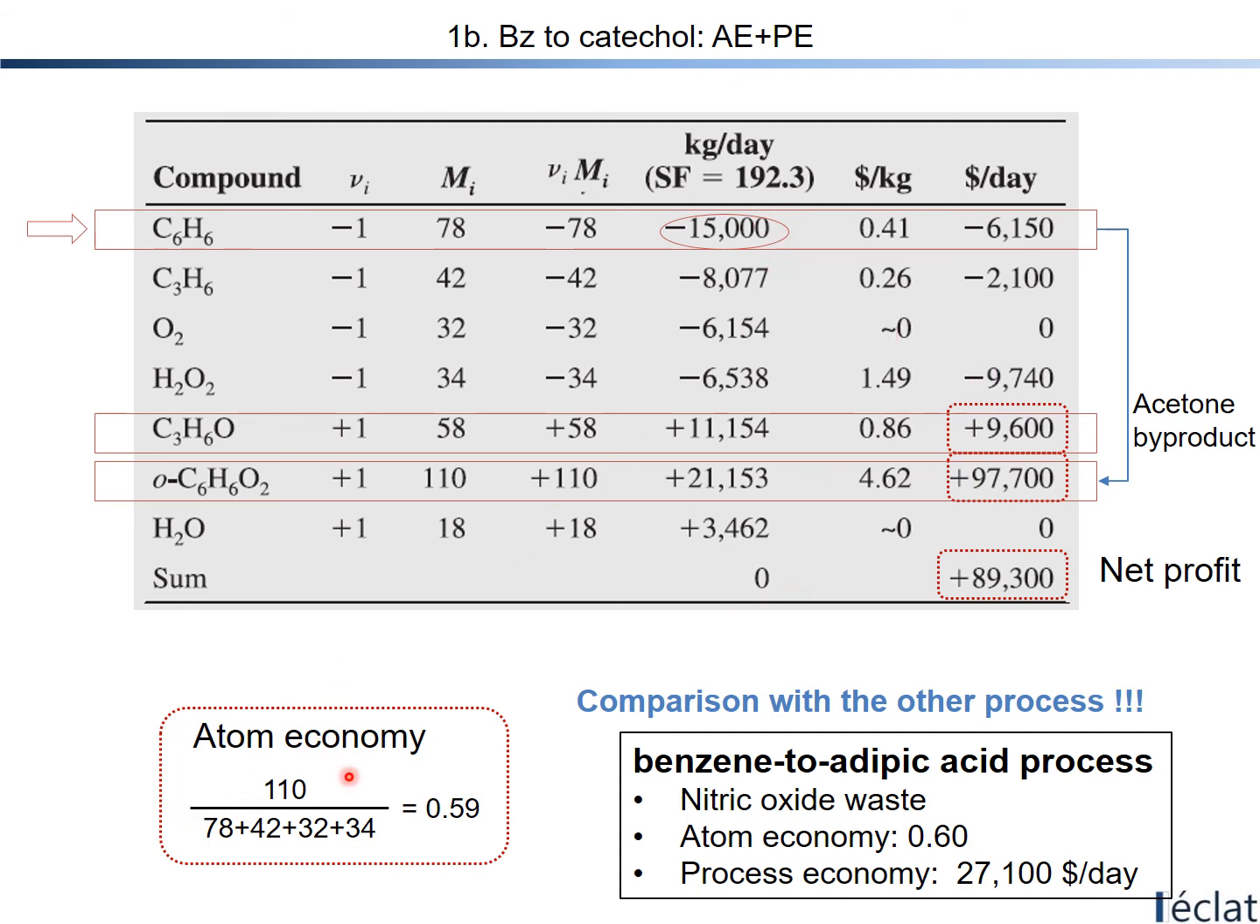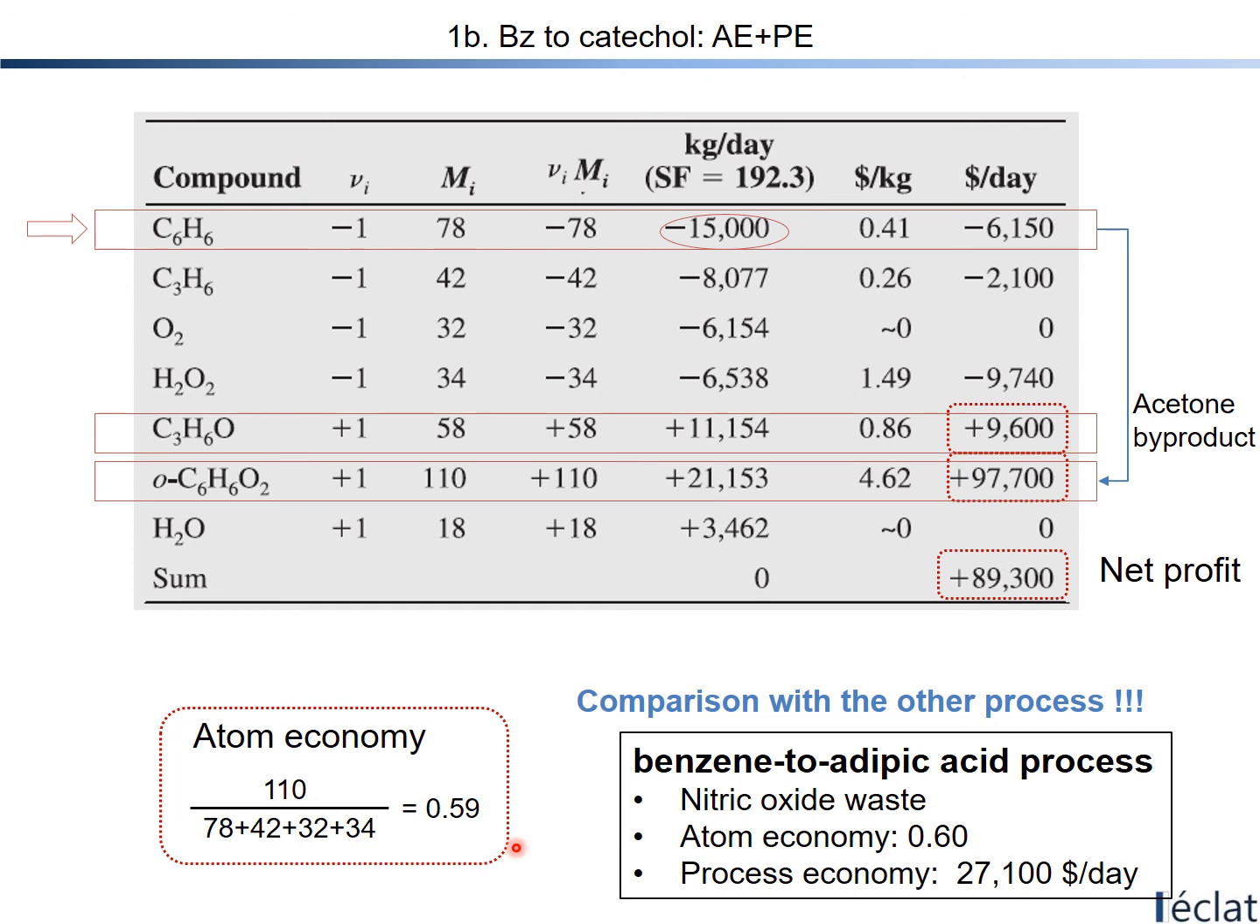For atom economy, we could use again this value and this value. Anything is okay. So product per reactant, the desired product, this one, 110, and those four are considered as the reactant, so they go to the denominator, so 60% atom economy is obtained.